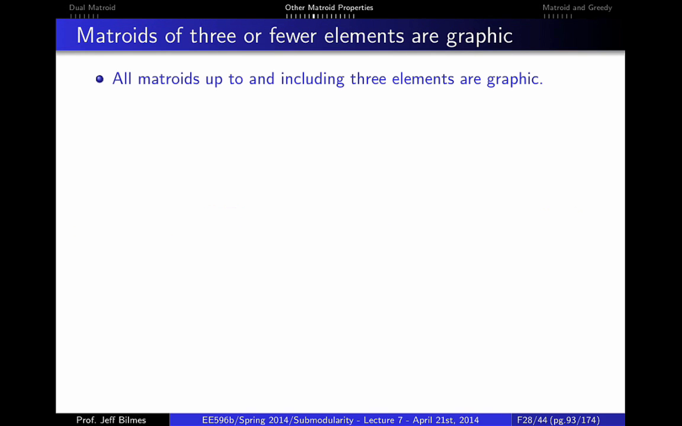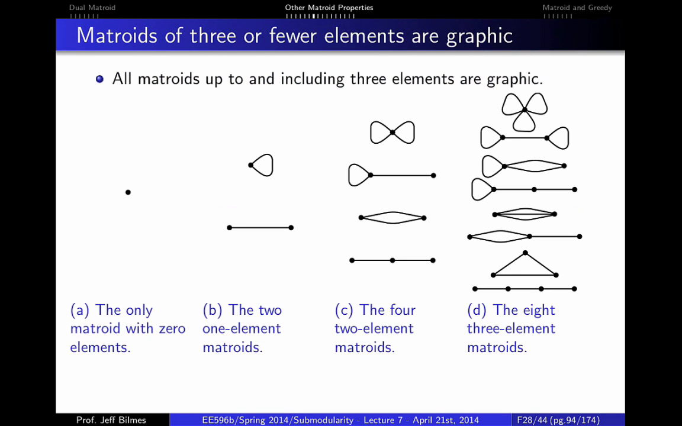Now it turns out, and this is kind of interesting, we're interested in describing properties of matroids. So we're interested in describing matroids that either have a small number of elements or that have small rank. And it turns out that matroids that have a small number of elements are all graphic. Namely, all matroids up to and including the 3-element matroids are graphic.